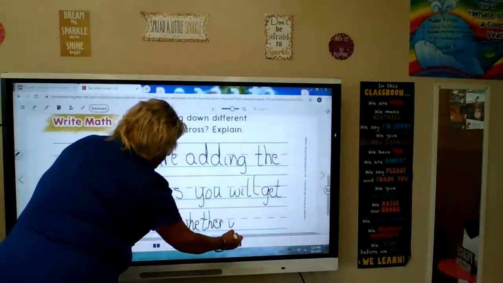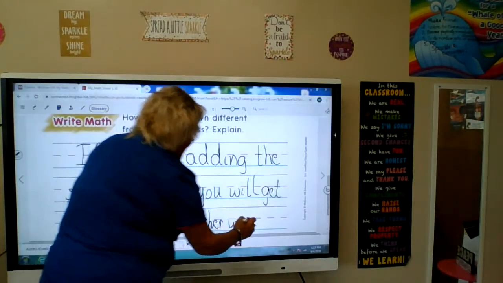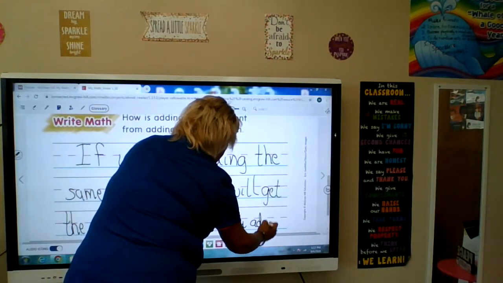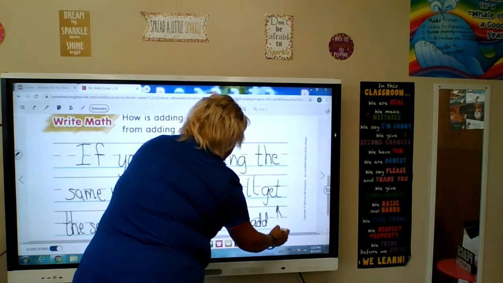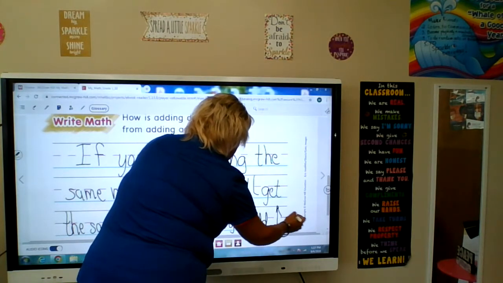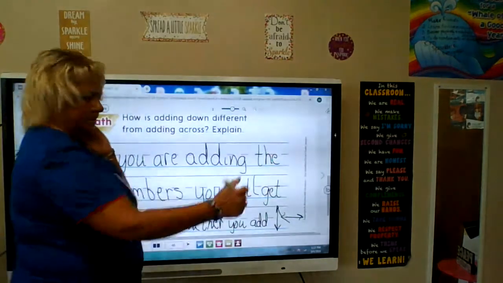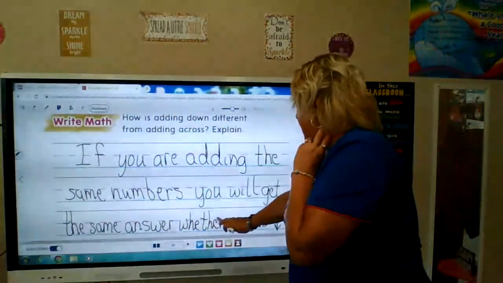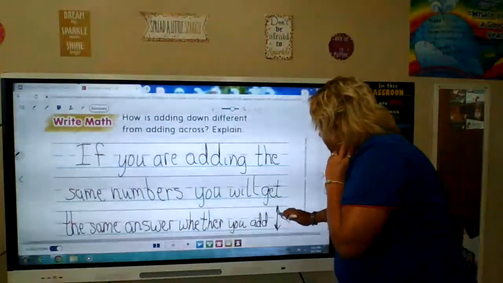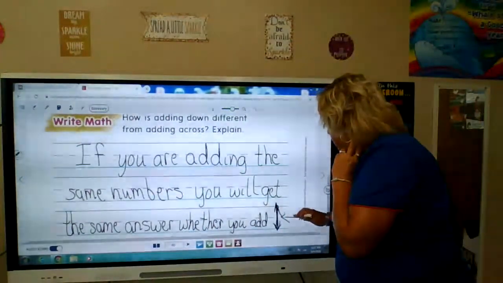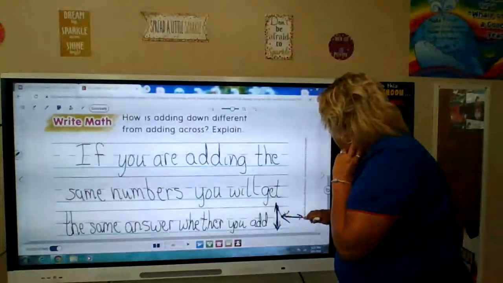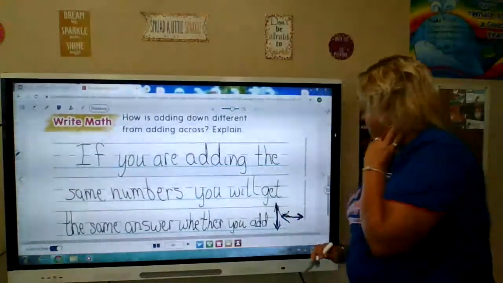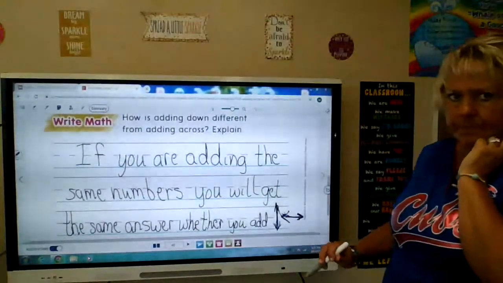whether you add, I'm just going to draw arrows, up and down or across, because I ran out of room. You will get the same answer whether you add up and down or across.